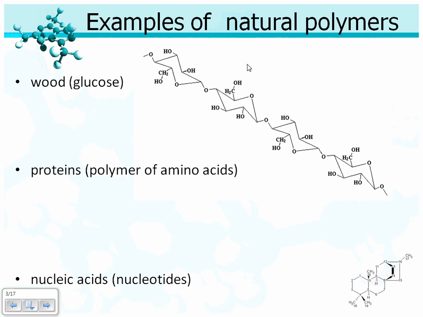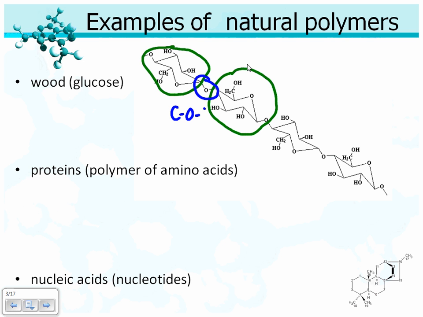So some examples of natural polymers. Wood, which is actually monomers of glucose that are bonded together. If you've taken biology, you know that each one of these rings here is a glucose ring. Those are your glucose molecules, and you can see that they're bonded together with a C-O-C bond. Hopefully you remember that that's an ether bond. So we link a bunch of glucose molecules together, and that makes wood.